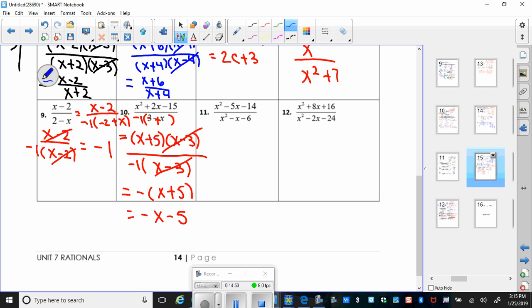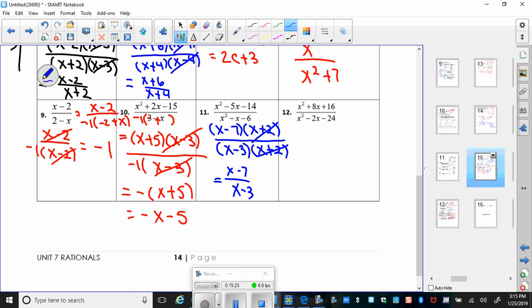Next, I have two numbers that multiply to 14. So I have x minus 7 on top, x plus 2 as well. On the bottom, the factors are 3 and 2, so x minus 3 times x plus 2. This goes away. I'm left with x minus 7 divided by x minus 3. And if you notice, I just dropped the parentheses when I got to that point.